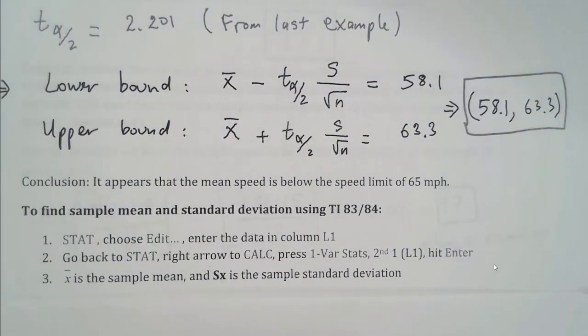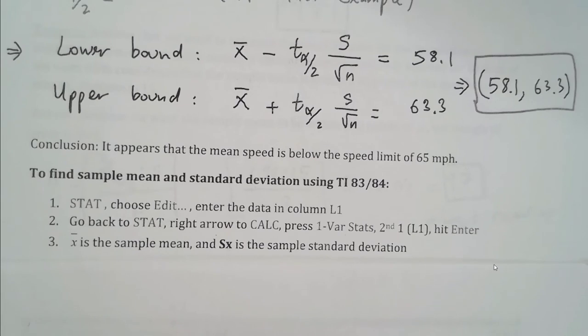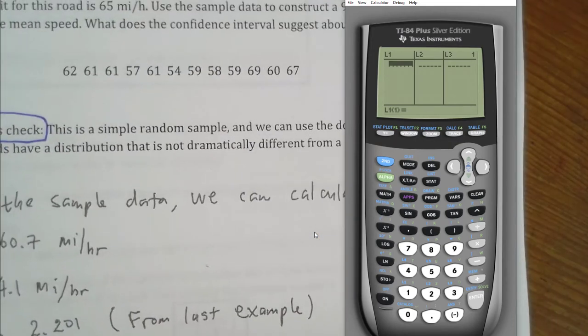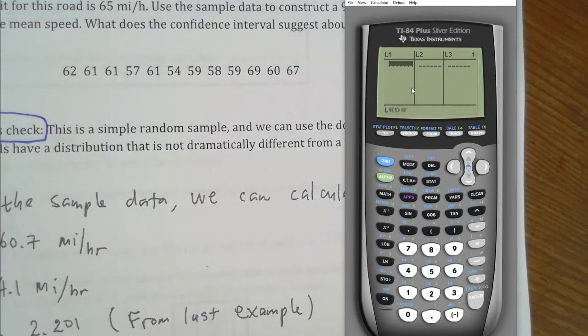Okay, so now let's see how I found these two values. Let's do that using the TI-84. So first thing, you're going to go to STAT, Edit. Now you want to enter the values of the data into the list here to store the data.